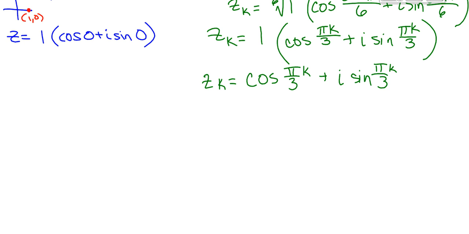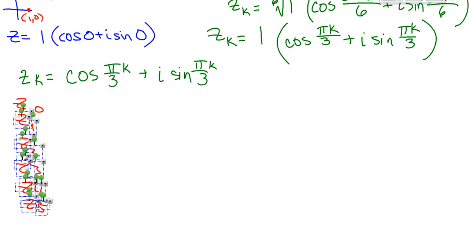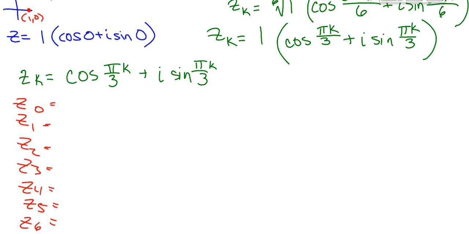So I need, and maybe I'll slide this way over here, z sub 0, z sub 1, z2, z3, z4, z5. I wanted to get them all together here, so maybe, there we go. And then z6. So I wanted to get them all in this same spot.